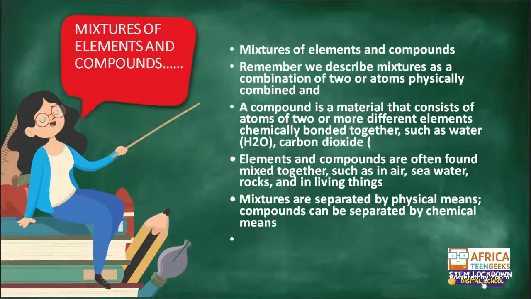We are now going to look at mixtures of elements and compounds. Now, you remember we described mixtures as a combination of what? Two or more atoms physically combined. And a compound is a material that consists of what? Atoms of two or more different elements, chemically bonded. An example is water and carbon dioxide, which is CO2.